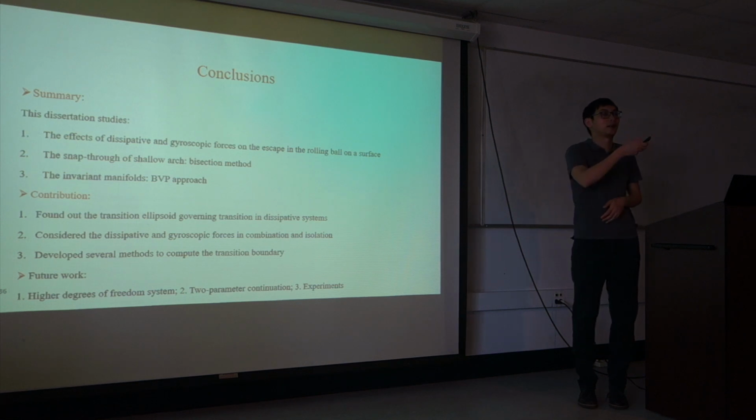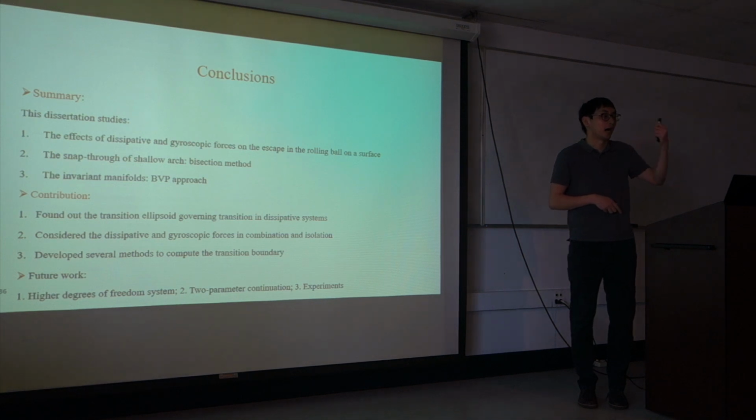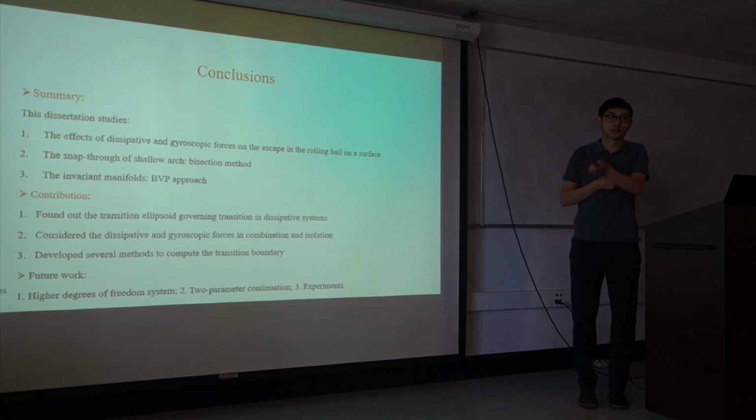And then for the experiments, Dr. Virgin is collaborating with us doing the experiments, and they have finished the rolling ball experiments. The result matches very well with the theory, but my idea is we can finish the experiment about the shallow arch problem. It couldn't be better. I think Dr. Ross and Dr. Virgin will have some ideas about the experiments in the future.